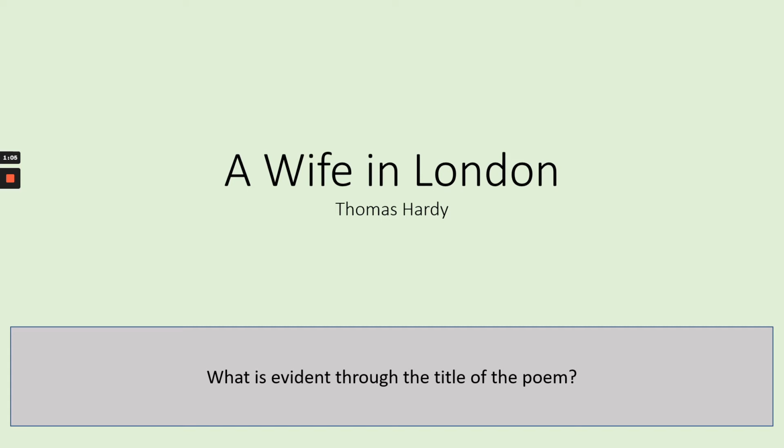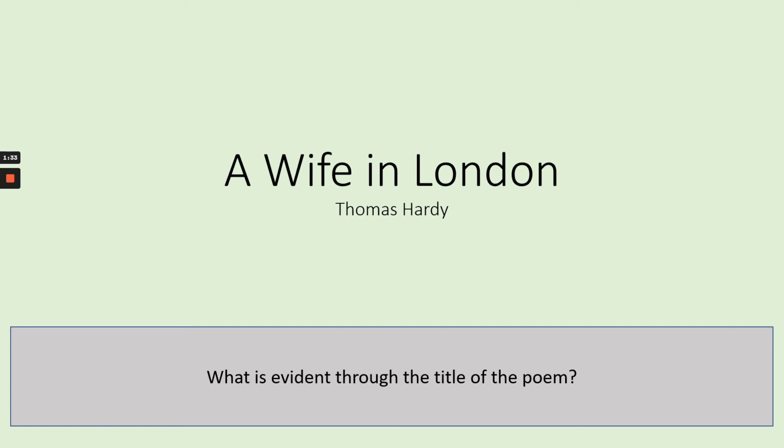So, A Wife in London by Thomas Hardy, we're going to start with the title and think about what is evident through the title of this poem. Looking at that, A Wife in London, first of all, I think this woman is nameless. Does that mean this is applicable to more than one woman or more than one wife? How many wives are in London? My assumption will be if the wife is in London, the husband is somewhere else.